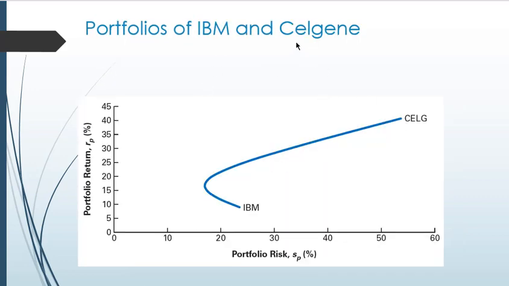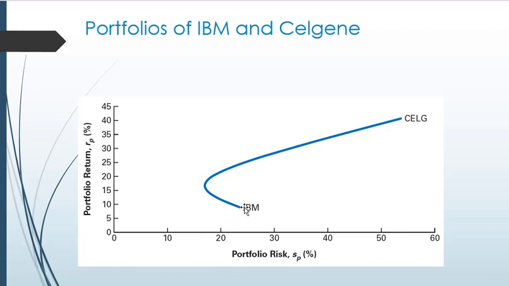So here we have Celgene, I'm really not sure what that company does, and IBM. These are two companies, and we have a relationship here. This is the portfolio return, and this line represents the risk and return of the combinations of IBM and Celgene. Every point on here represents a risk and return. So right around here is a 15% return, and that has around a 17% or so standard deviation.